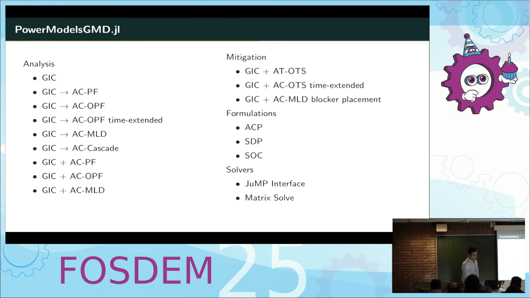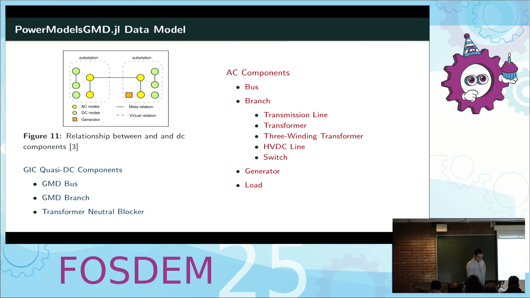And that motivates PowerModelsGMD. This is a Julia JuMP package built on top of PowerModels infrastructure models, and includes a number of different analysis and mitigation formulations, as well as different relaxations, which include our full AC polar equations, as well as semi-definite programming and second-order cone relaxations. We can also interface into nonlinear optimization solvers through the JuMP interface, or we do have our own custom matrix-based solvers when we're looking at getting a fast result, which I'm doing here.